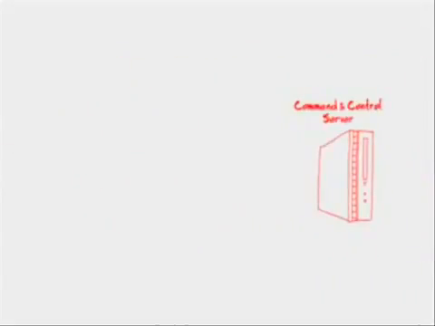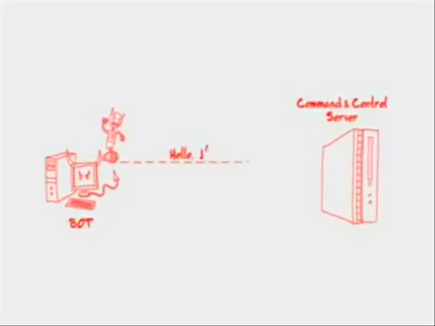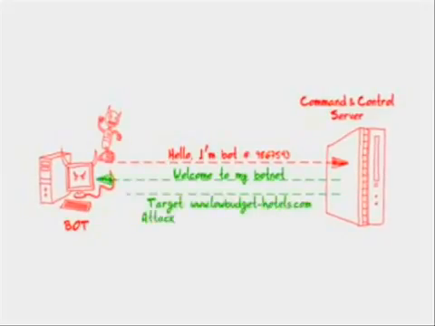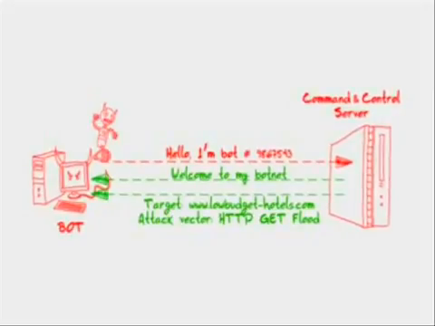Once a computer turns into a bot, it connects to the attacker's command and control servers, and it begins to accept orders from these centralized machines. The orders from the command and control servers include directions for launching an attack from the bot's malware to a particular target using selected attack methods.